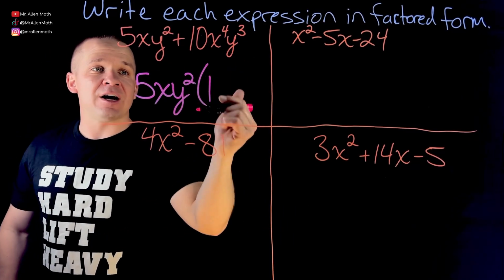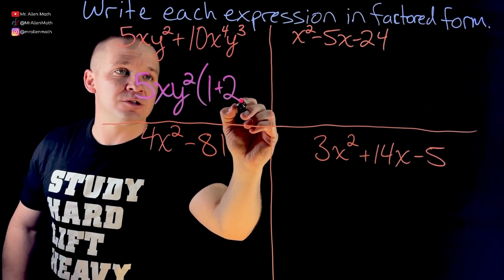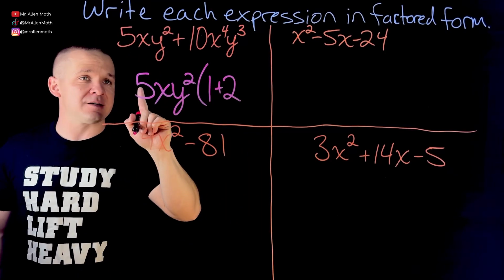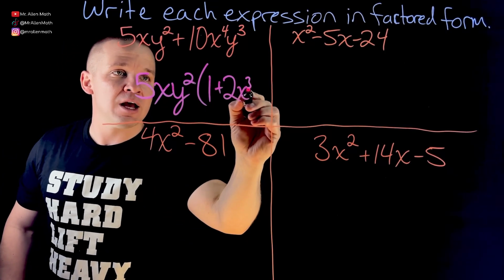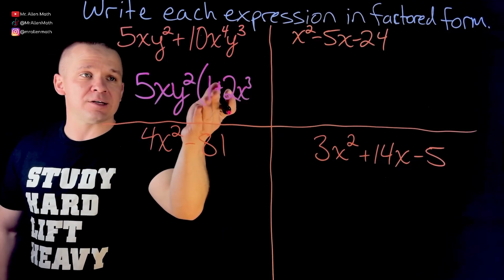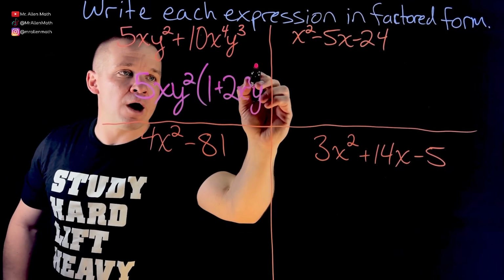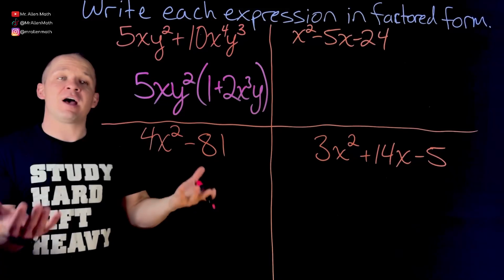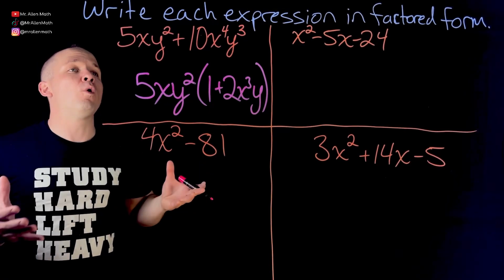Now, for this guy, I divided 10 by 5, leaving me with 2. I took out 1 of my x's, leaving me with 3 of them. And I took out 2 of my y's, the y squared, leaving me with just a y, and now this thing is factored. Excellent. Wonderful.